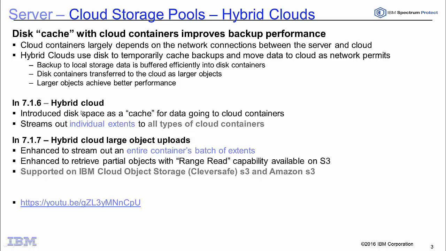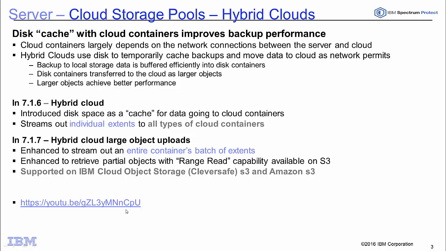In version 7.1.6, we introduced this idea of the hybrid cloud. And in version 7.1.6, we streamed out individual extents to all types of cloud containers that we supported. And in 7.1.7, what's changed is that we've enhanced our stream out to the cloud to include an entire batch of extents when we're utilizing the S3 protocol. This S3 protocol batch extents will be supported on our CleverSafe S3 and our Amazon S3 cloud implementations.